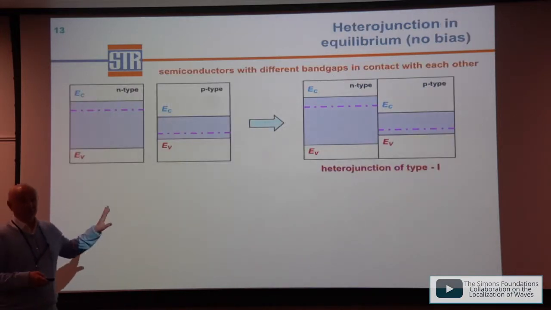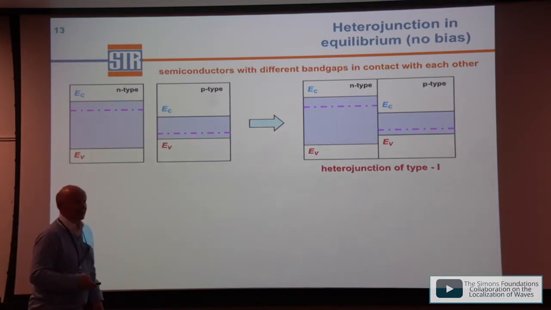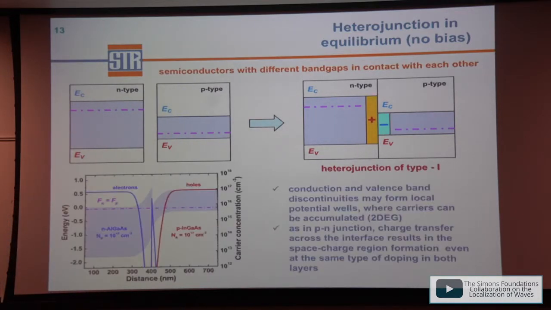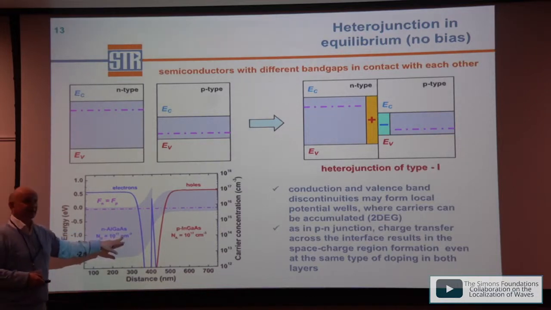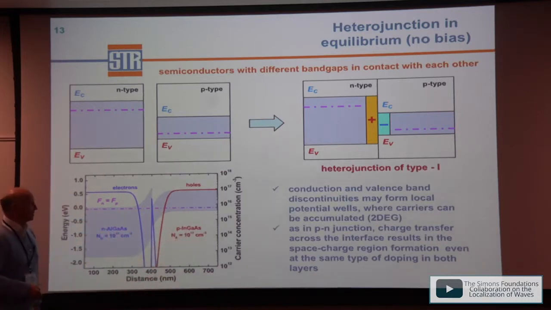Also, let's consider the contact of a wide-band semiconductor and a narrow-band semiconductor. In this case, if we apply the forward bias, here is the example of the contact of aluminum gallium arsenide N-type material with indium gallium arsenide P-type material. What we can see, very important, is the band offset at the contact of the semiconductors: the conduction band offset and the valence band offset.